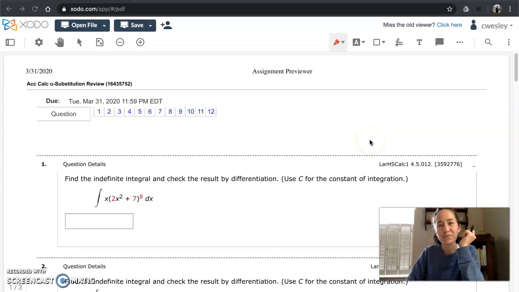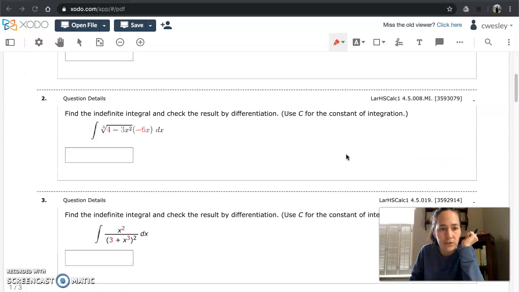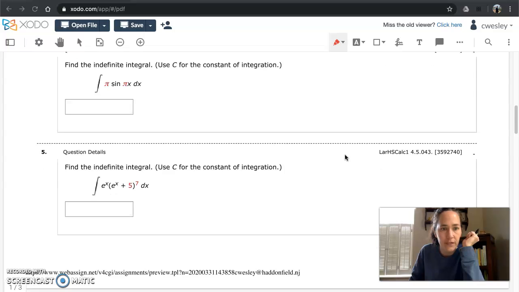Hey, how's it going? As you're preparing for your u substitution quiz, I was looking at the WebAssign review and wanted to give you some helpful hints and show you some ways to solve a couple of these questions. And the first one I wanted to look at with you was number 6.